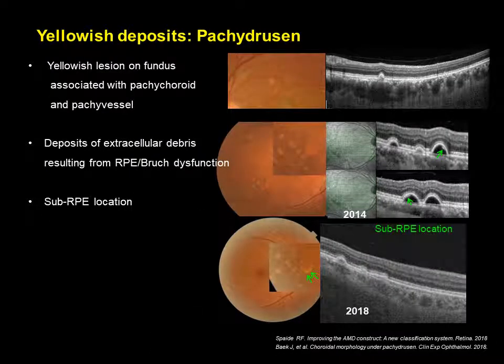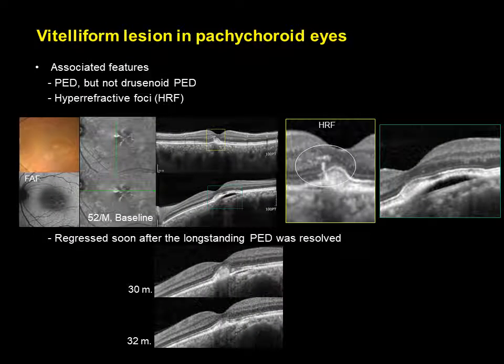Another yellowish lesion frequently seen in pachychoroid is pachydrusen, which also represents deposits of extracellular debris resulting from RPE-Bruch membrane dysfunction. We may postulate that the two conditions share a common pathogenic mechanism mediated by pachychoroid, although the location of deposition is different. Let's take a look at some cases with vitelliform lesion and pachychoroid and associated features.